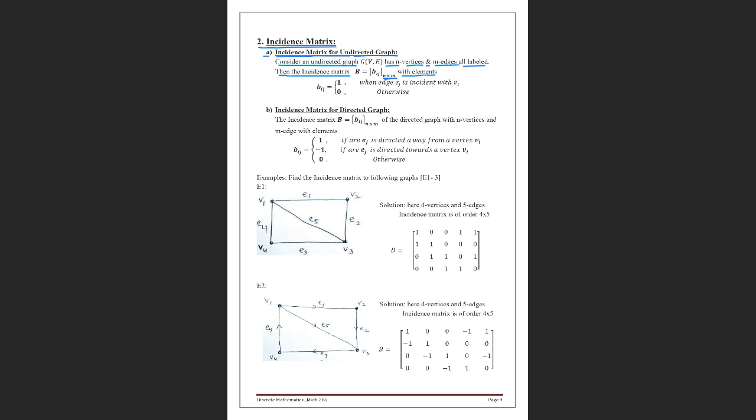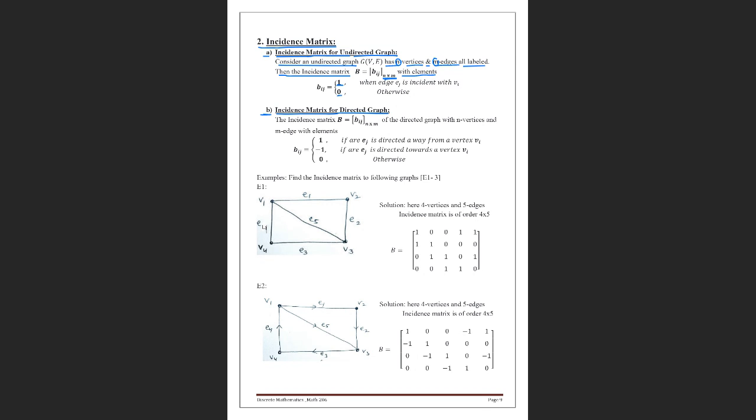Okay, here n vertices and m edges. So matrix will be n by m, n rows and m columns. Okay. So if there is edge, you will write 1. If there is no edge, you will write 0. This way you will find the elements of matrix. And number B, incidence matrix for directed graph.